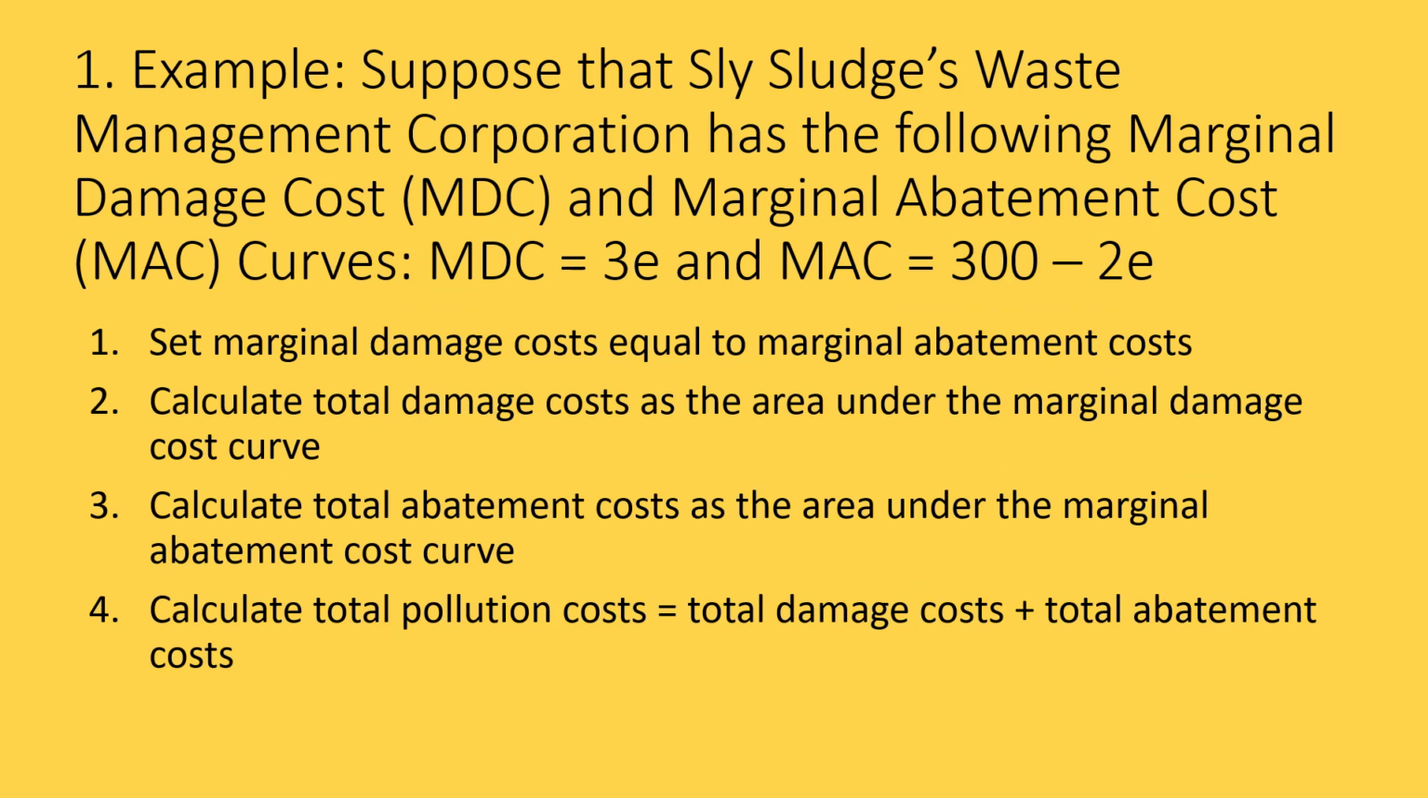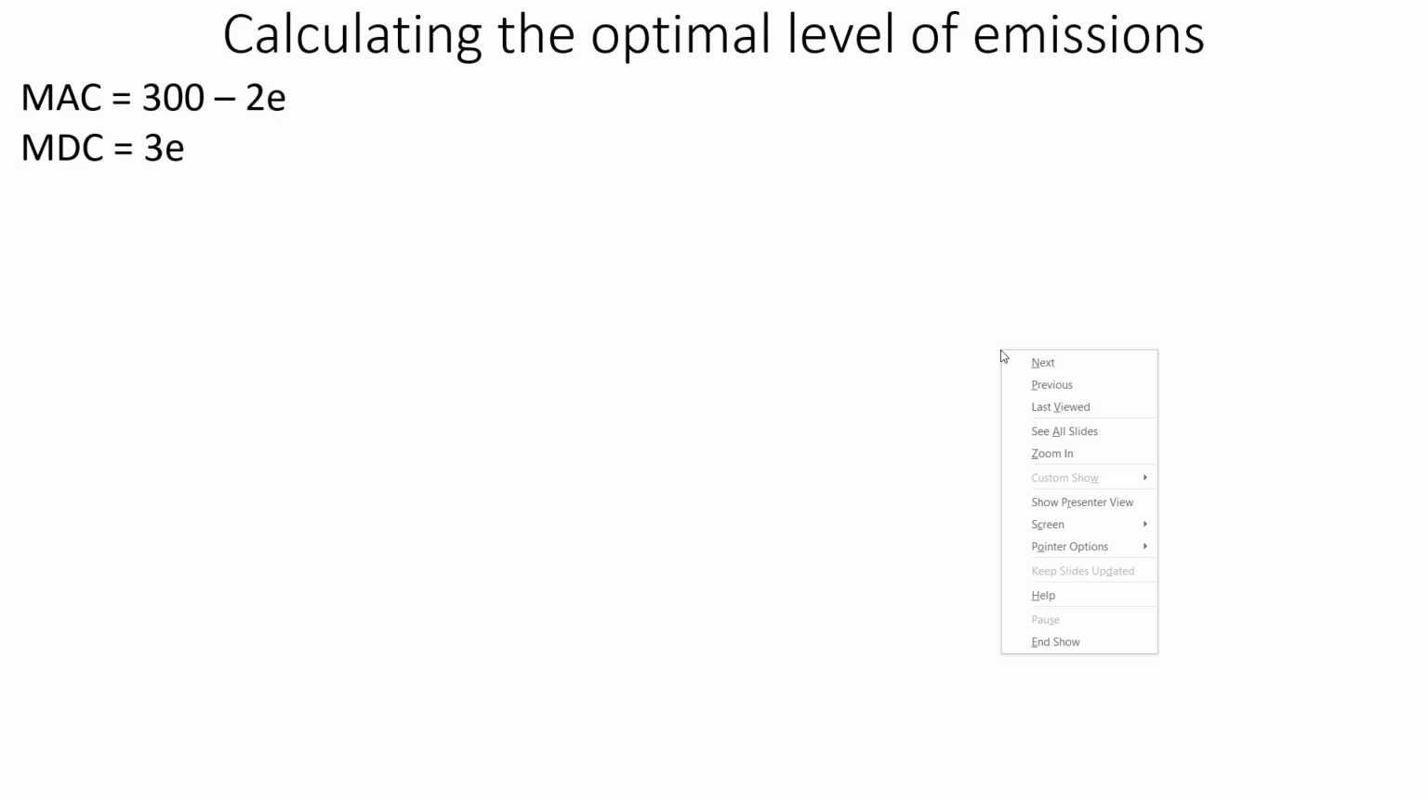So with that in mind, if you get a question like this that says, suppose that Sly Sludge's Waste Management Corporation has the following marginal damage cost and marginal abatement cost curves, I give those to you there. Again, be able to go through those steps in order to calculate out what we just talked about. So let's go through an example and make sure that we can do that.